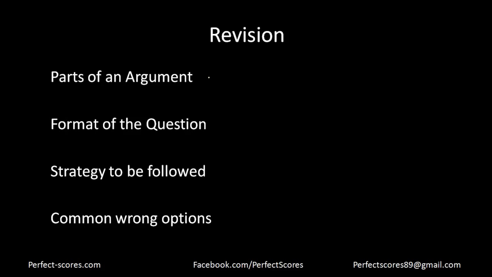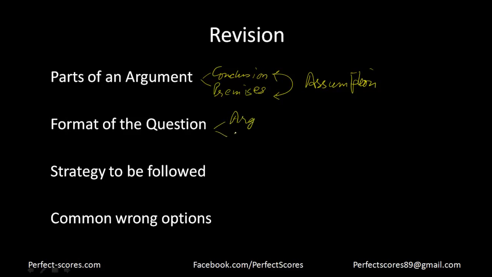So before we go ahead and start doing the questions, let's revise what we already did in the previous video. We did parts of an argument, which are basically the conclusion, which is the main point, and the supporting premises. So the argument is made up of these two parts, the conclusion and the premises, and the unstated link between them is known as the assumption. Now you need to know these terms not only for critical reasoning but for your AWA as well, because these will be helpful there. Next we did the format of a question. A question is usually divided into the argument, and then you have a question stem, and finally you have the 5 options in front of you.